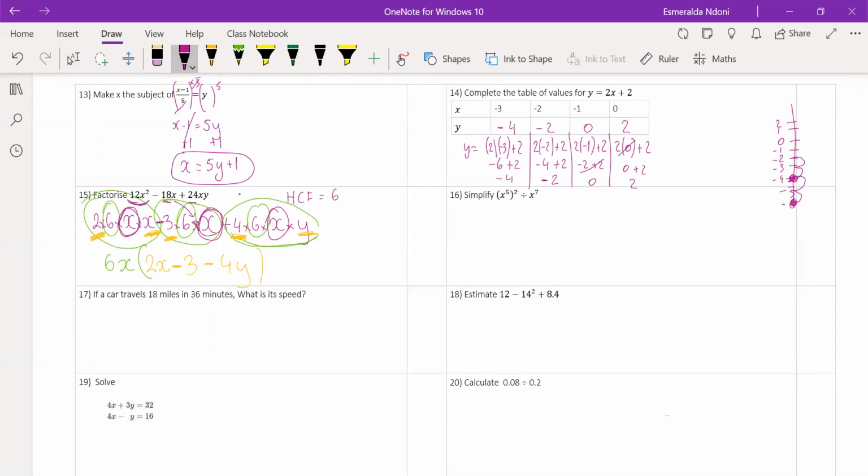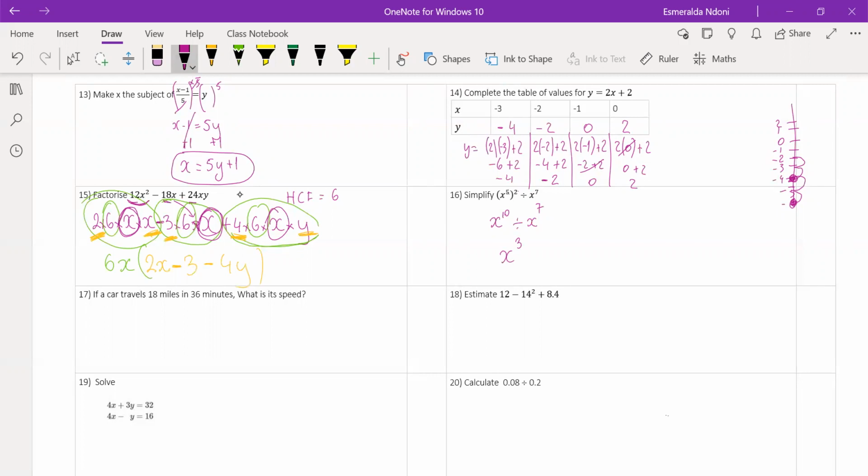We are asked to simplify this expression. Now we need to apply index laws here. When we have brackets, the law that we have to apply is that we multiply the powers. So we put the base down, and 5 times 2 is a 10. This is being divided by x to the power of 7. When we're dividing with index law, we subtract the powers. So x is the base, you put that down, and 10 take away 7 is a 3.